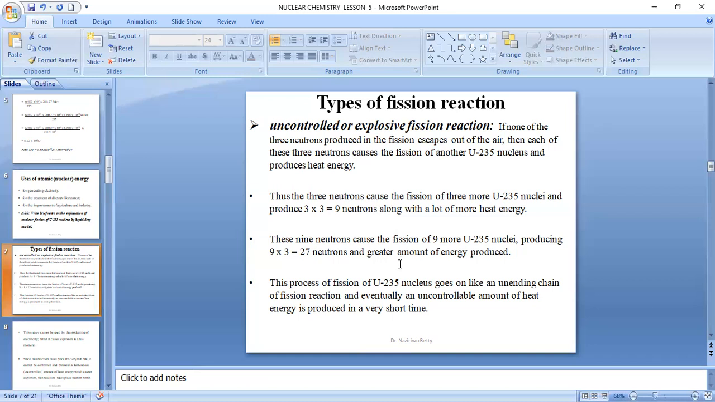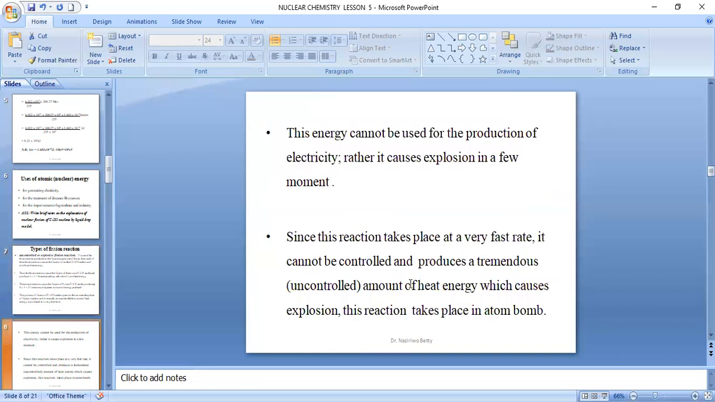energy is also produced. So this process of fission of uranium goes on like an unending chain of fission reaction, and eventually an uncontrollable amount of energy is produced in a short time. This energy cannot be used for production of electricity. Rather, it causes an explosion in a few minutes. Since these reactions take place at a very fast rate, they cannot be controlled and produce a tremendous amount of heat energy, which causes explosion. So this reaction takes place in an atomic bomb.